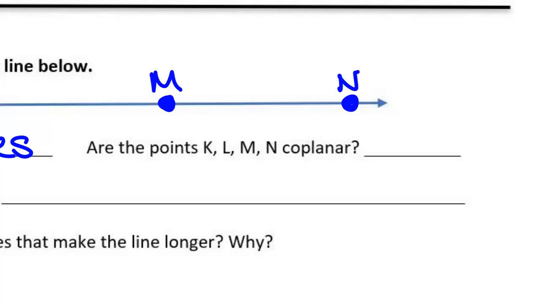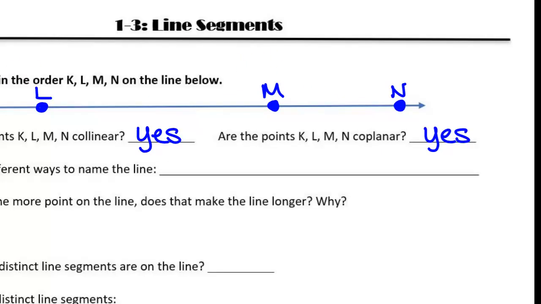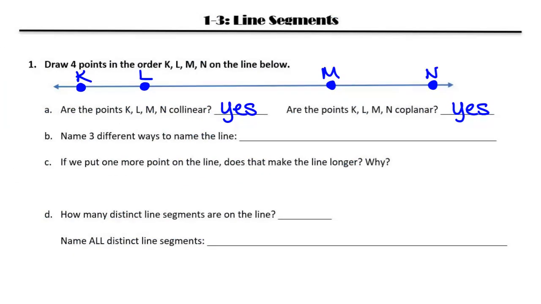Are points K, L, M, and N coplanar? Are they all drawn on the same flat surface together? Yes, they're all drawn on the same piece of paper. So yes, they would be coplanar. If they are collinear, they're automatically coplanar. If they're coplanar, they don't all have to be in a line. But if they're all collinear, they have to be coplanar.